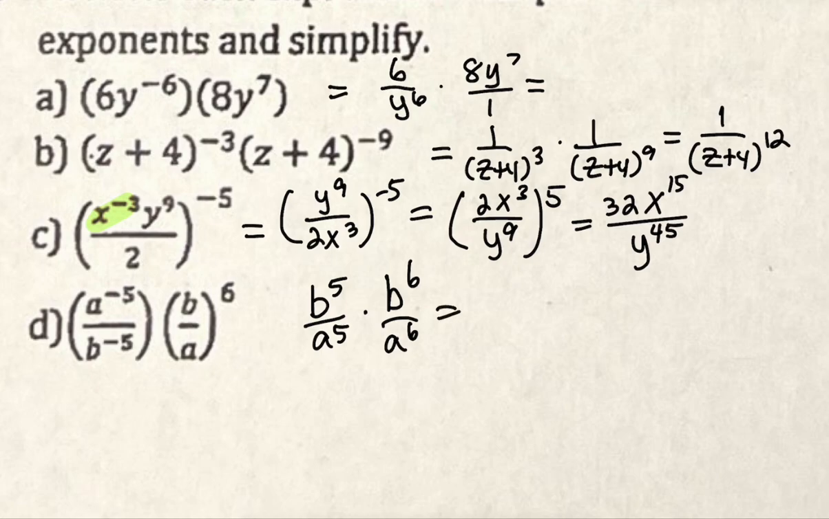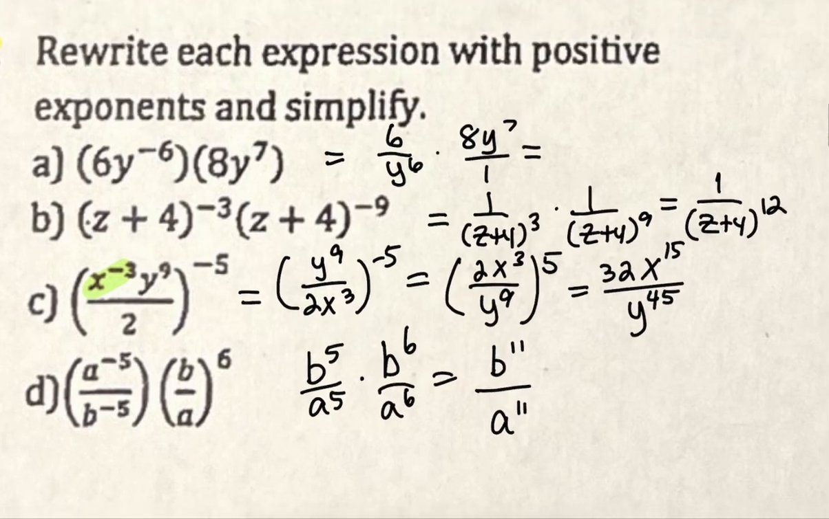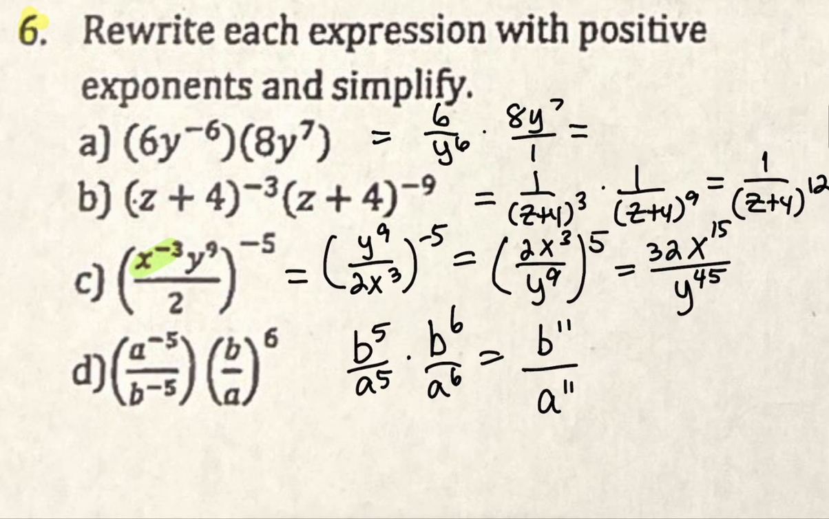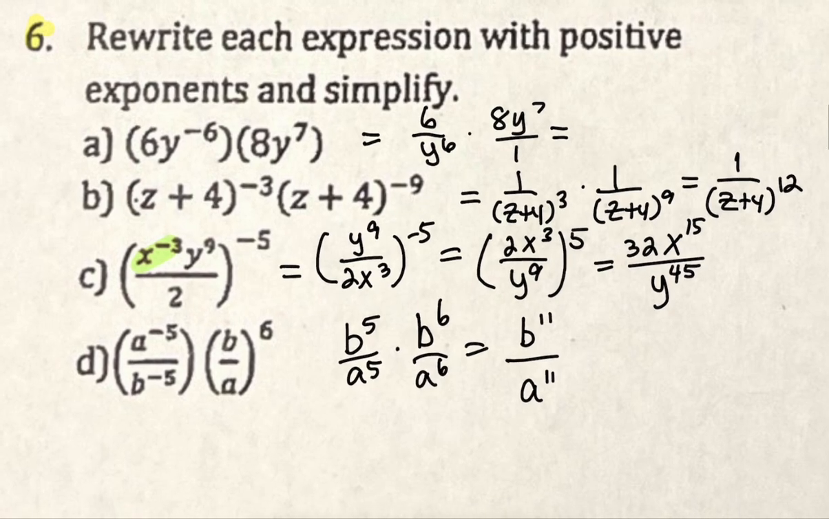If they're on the same level and the bases are alike, you add the exponents. If they're on different levels, you subtract the exponents. The b's are on the same level, let's add those exponents. The a's are on the same level, let's add those exponents. That's it. Can't do really anything else. We have positive exponents as our final answer, so we're done. So really the only one you have to finish up in problem number 6 is part A. Do we have any questions about that one?